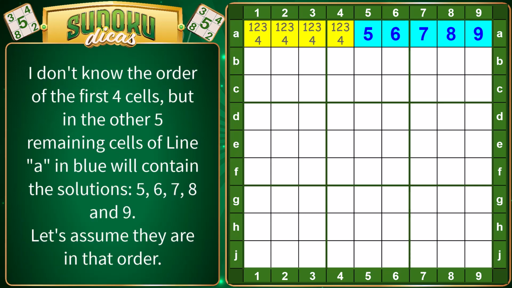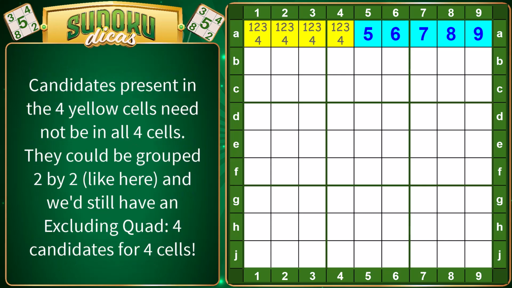I don't know the order of the first 4 cells, but the other 5 remaining cells of line A, in blue, will contain the solutions 5, 6, 7, 8 and 9. Let's assume they are in that order. Candidates present in the 4 yellow cells need not be in all 4 cells. They could be grouped 2 by 2, like here, and we'd still have an excluding quad.